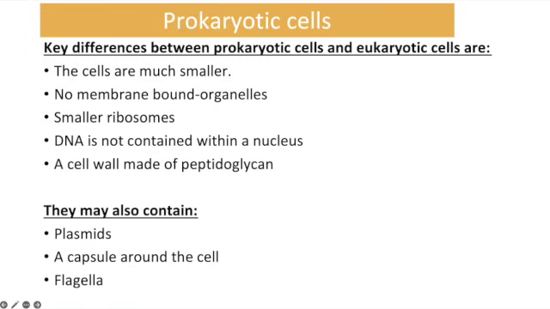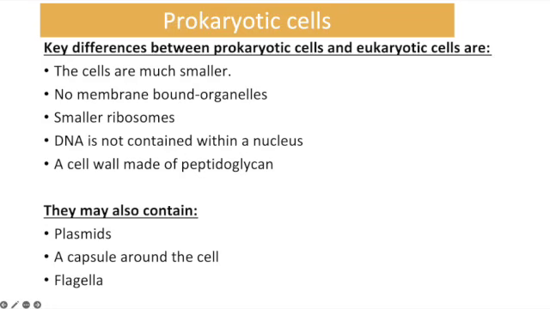So looking at the prokaryotic cells then in comparison to the eukaryotic cells, here are the key differences. First of all, prokaryotic cells are much smaller in size. They don't contain any membrane-bound organelles. Both have ribosomes, but prokaryotic cells have the smaller 70S ribosomes, whereas eukaryotic cells have the larger 80S ribosomes.